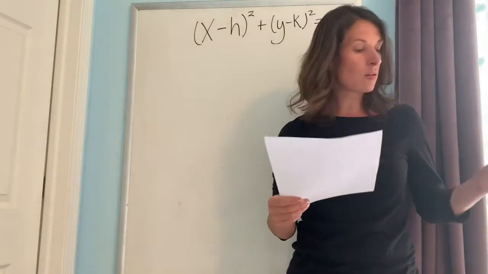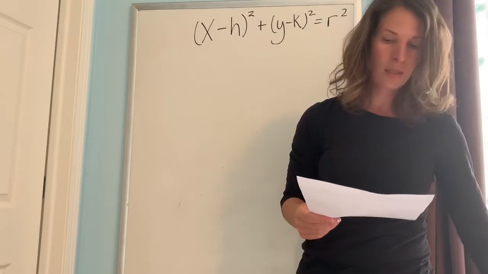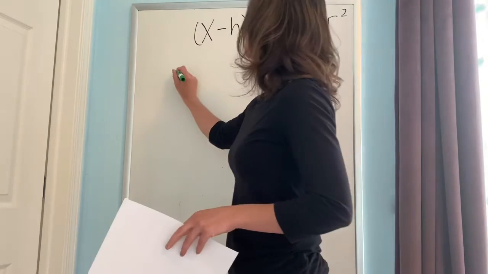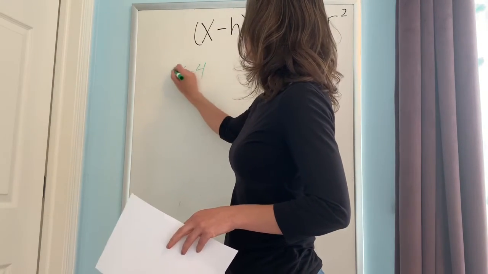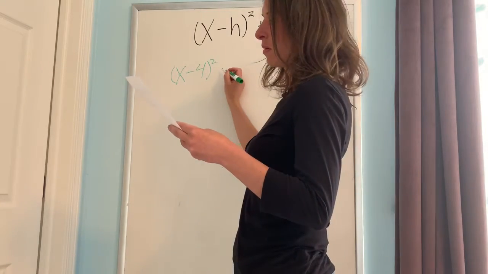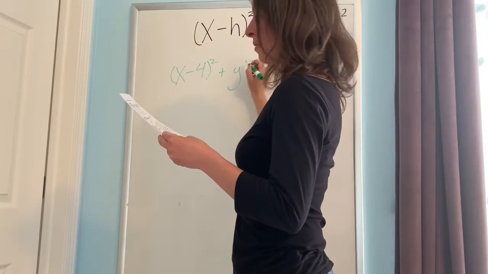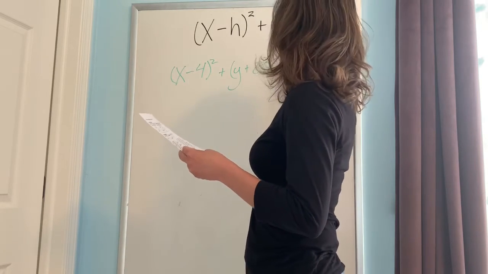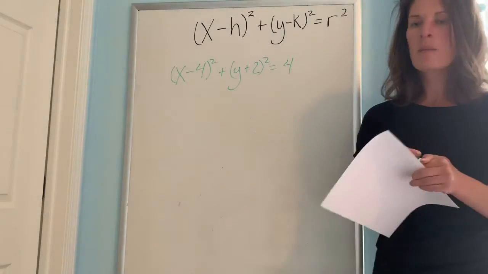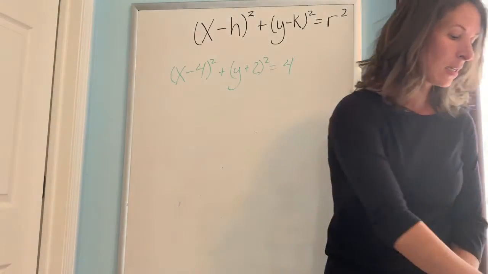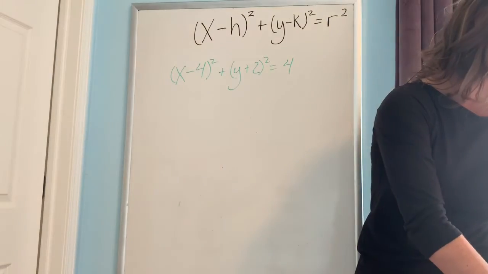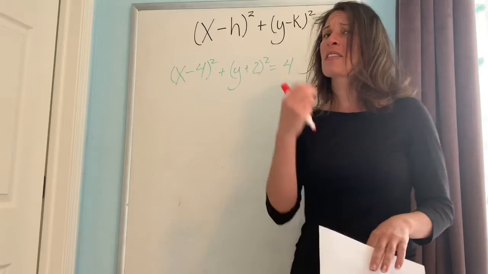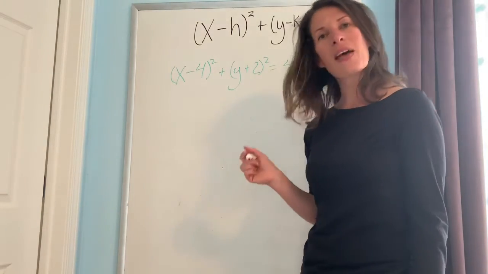So let's do example 8. Example 8 is giving us (x minus 4) squared plus (y plus 2) squared is equal to 4. Because my y is not in a minus, I'm going to rewrite it so that it is in a negative form. If you know how to do this in your head, fantastic. But if you don't, that's why I'm doing it.